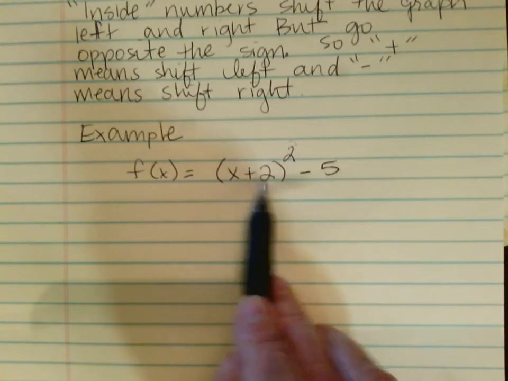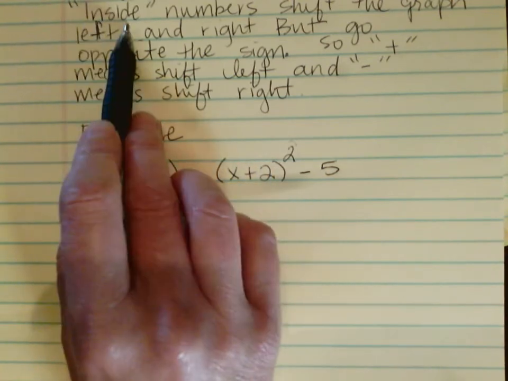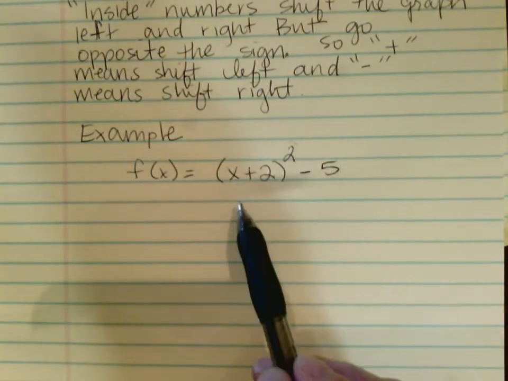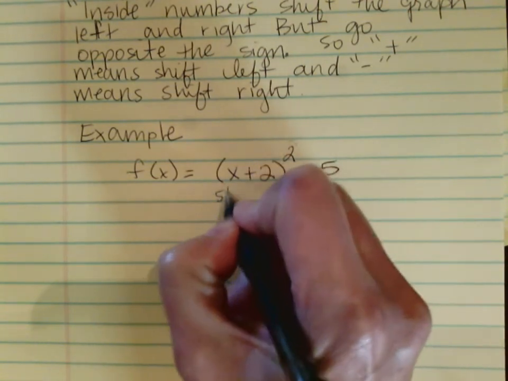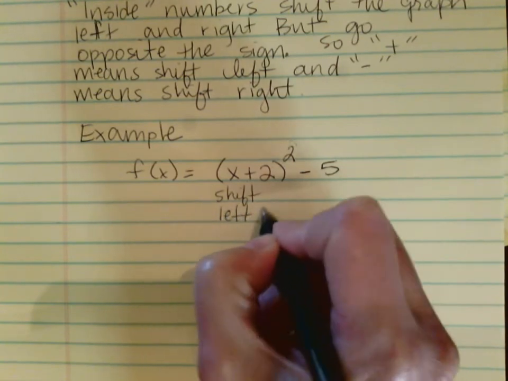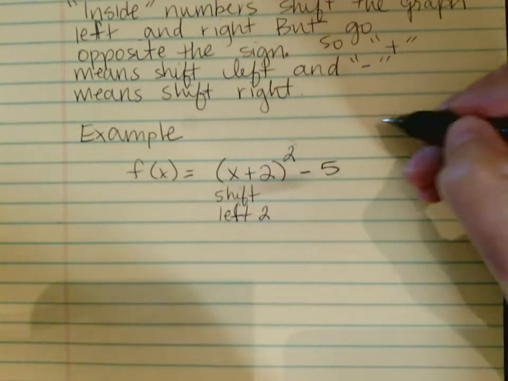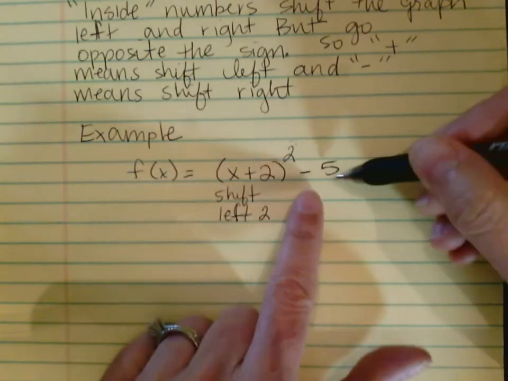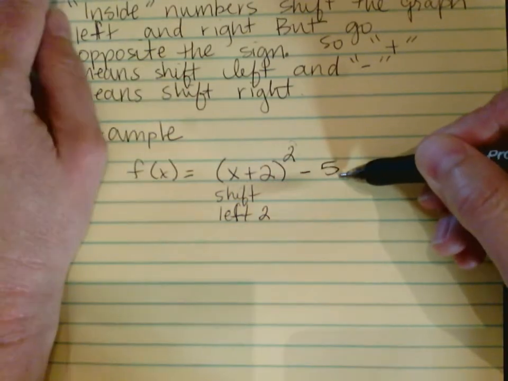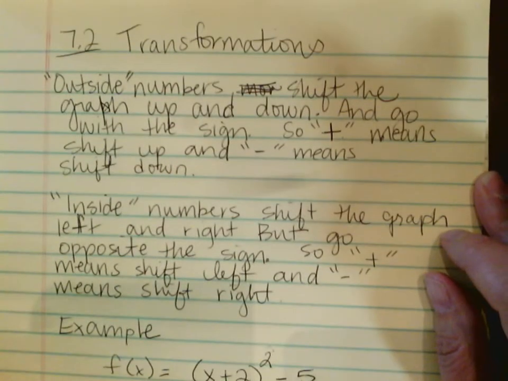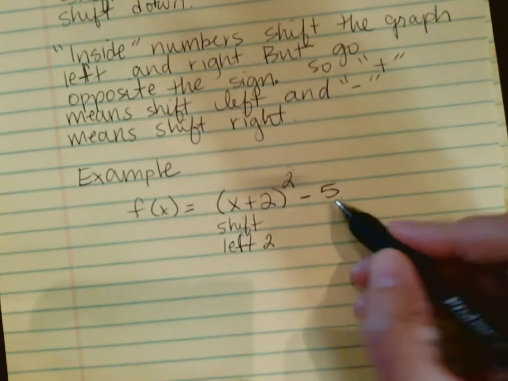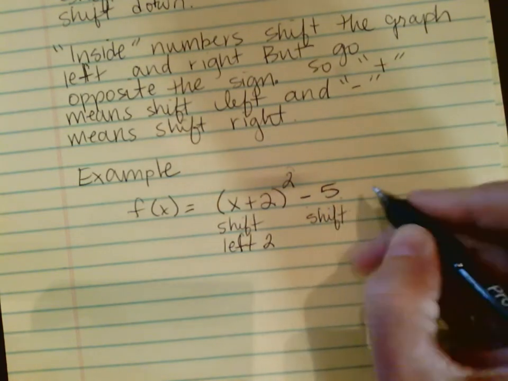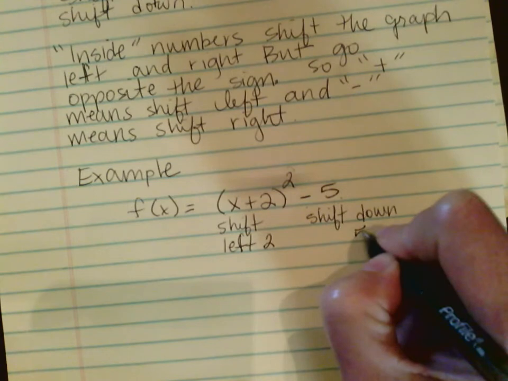So in other words, this number is an inside number, what I was talking about. When I have x, the plus 2 is on the inside of the parentheses. Inside numbers shift the graph left and right, but you go opposite the way the sign tells me. So this plus 2 actually means to shift left 2. That's going to shift the parabola, which is the U shape, to the left 2. This minus 5 is on the outside, so it's an outside number. And like we said, the outside numbers shift the graph up and down, and you go with the sign. So plus means to shift up, and minus means to shift down. Since this is minus 5, and it's outside, that's going to shift the graph down 5.